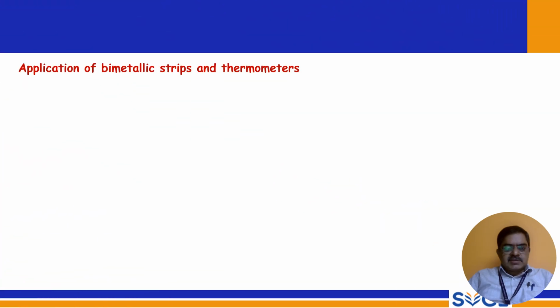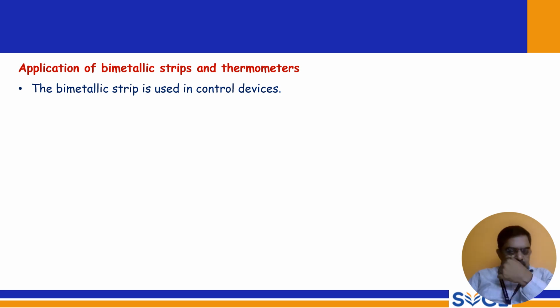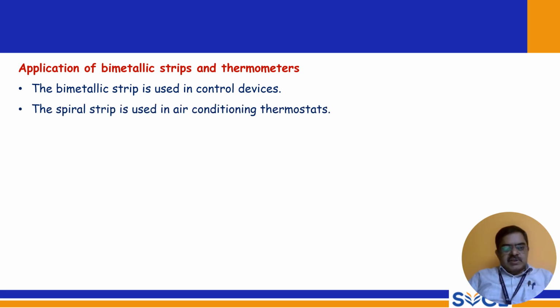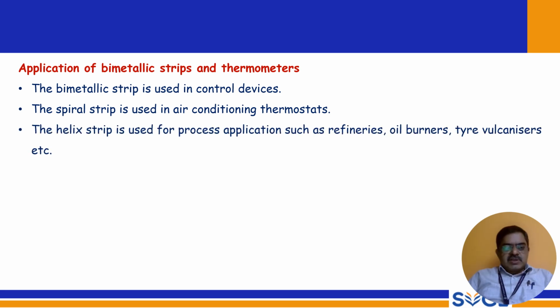Applications of bimetallic strips and thermometers. The bimetallic strip is used in control devices. The spiral strip is used in air conditioning thermostats. The helix strip is used for process applications such as refineries, oil burners, tire vulcanizers, etc.